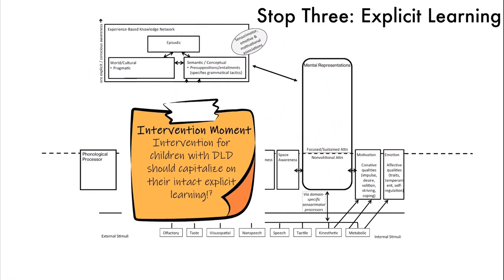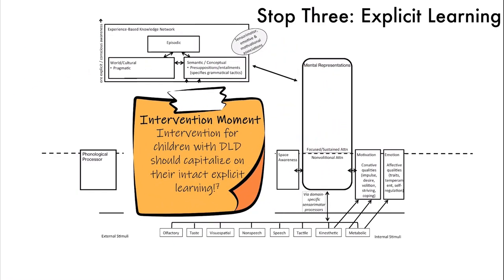Intervention moment. One view of developmental language disorders proposes that children with DLD experience a deficit in implicit learning. As a result, this theory suggests that language intervention provided to these children should teach to their strengths by taking advantage of their intact explicit learning. For example, they might need to be explicitly taught the rules for combining sounds in words.